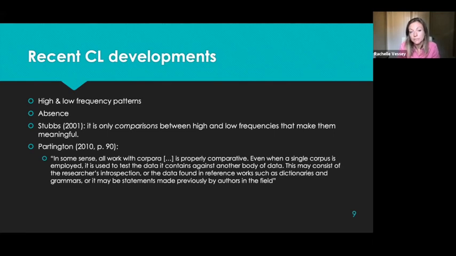And with relation to high and low frequency, there's also the important issue of absence, whether or not we can account for things that are not in our corpus. Sometimes things that are missing from our corpus could be hugely important to what we're trying to get at. So we should try to account not just for what is present in the data, but what is absent. There's increasing work on this area, for example, by Alan Partington, which I'll present in a few minutes, and by Charlotte Taylor especially.